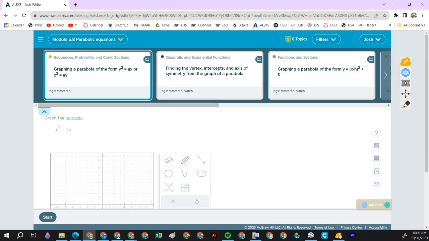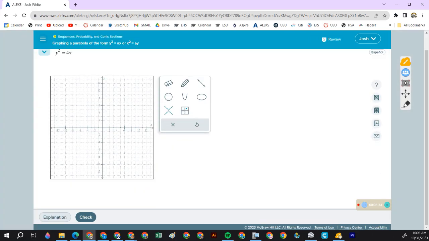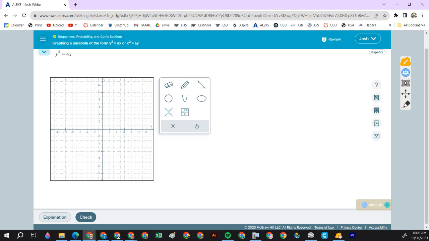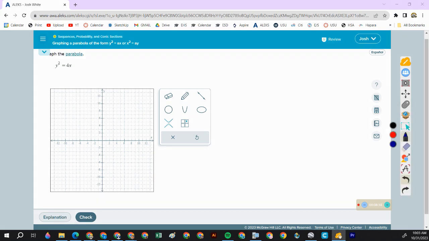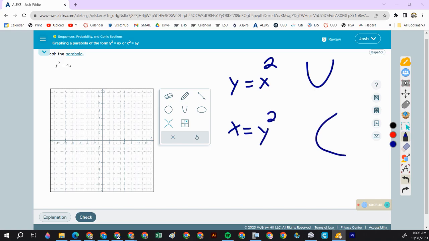And last question. All right. So y equals x squared looks like this. So x equals y squared is going to look like this. Okay? A negative x squared would be a sad parabola, and a negative y squared would be a left opening parabola.